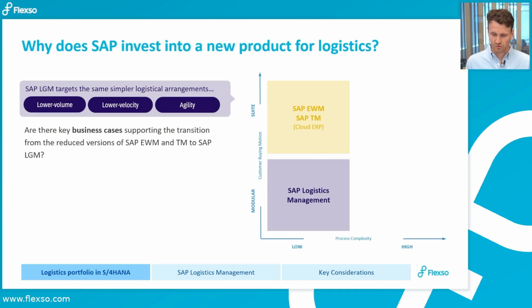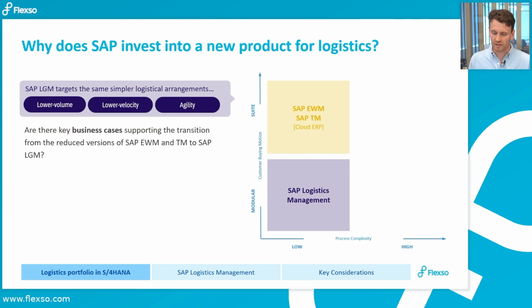Now, if you compare those two, EWM, TM in Cloud ERP, and SAP Logistics Management, well, they cover the same process complexity. So the question here is, for these use cases, is there any business case in using SAP Logistics Management instead of the reduced versions of EWM and TM? We'll have a look later on at the functionalities, but it's basically a business case that you need to check out. It comes with a feature parity on the roadmap. In a few months, all the functionalities of EWM and TM in Cloud ERP will be covered in SAP Logistics Management, but it also comes with a set of product paradigms.